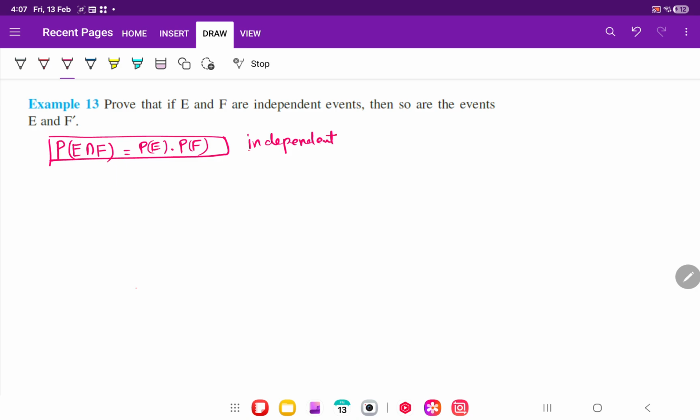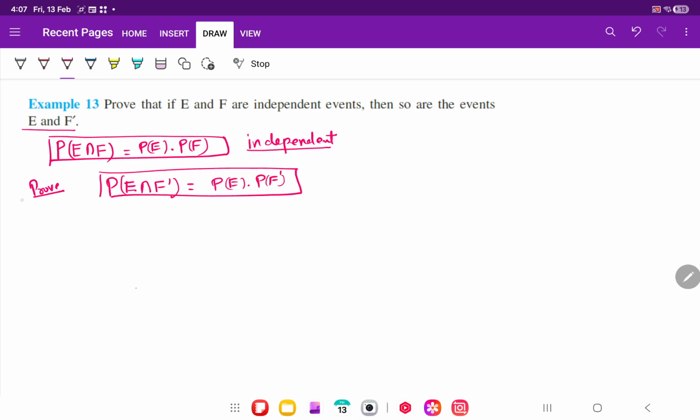I have explained what independent means in the last video. So what we need to prove is that E and F dash are also independent. That means we have to prove that P(E intersection F dash) is also equal to P(E) into P(F dash). So this is our aim, this is what we need to prove.